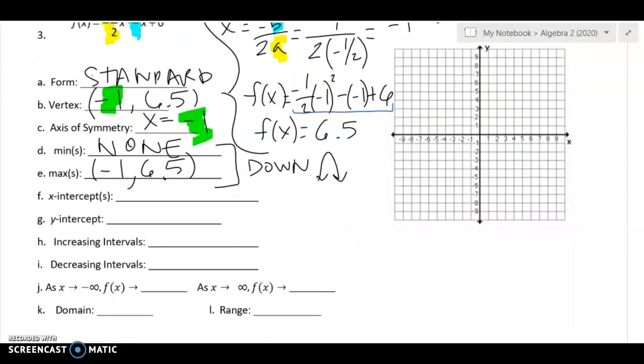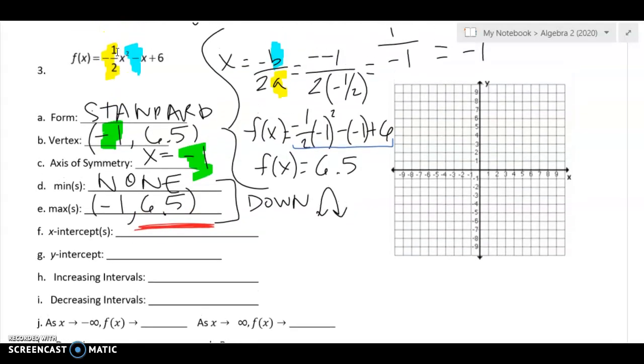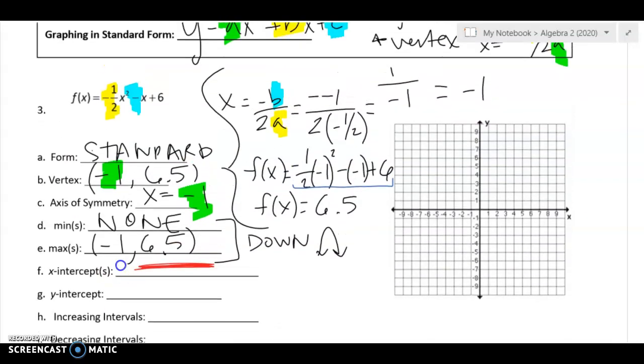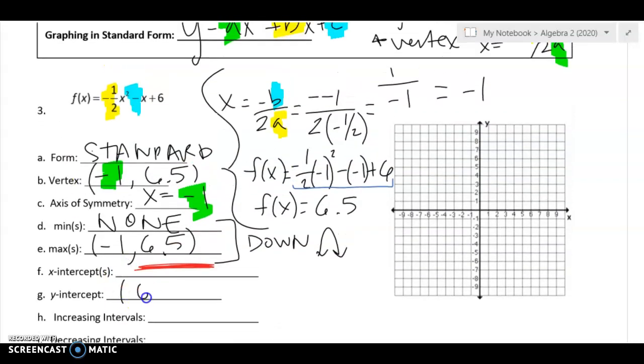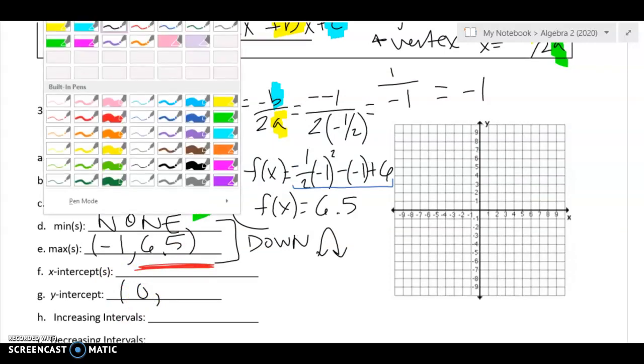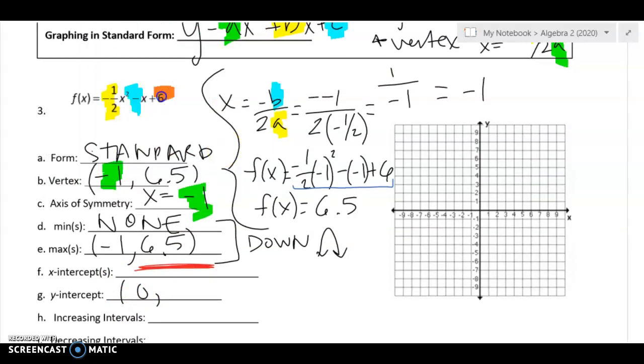Remember yesterday I talked about x-intercepts being a little bit difficult, so we're going to skip over that. If you wanted, you could put this into Desmos, and you could get the x-intercepts. That's kind of a nice way. The y-intercept is the next part here. The y-intercept is 0, comma the c value. The c value is the number, let's use a different highlighter, I'm going to use orange, on the end of your equation. So the c value is 6, so 0, 6.